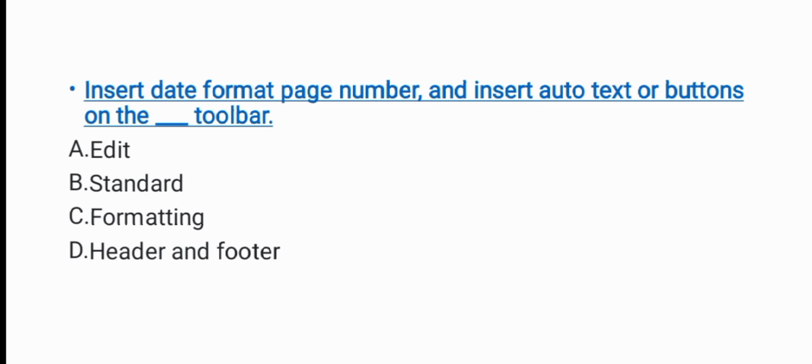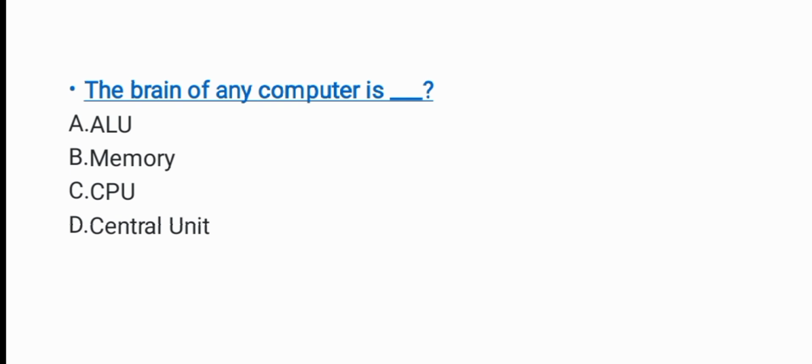Insert data format page number and insert auto text button on the edit toolbar, standard toolbar, formatting toolbar, header and footer toolbar. The correct option is option D, header and footer toolbar. The brain of any computer is ALU, memory, CPU, central unit. The correct option is option C, CPU.